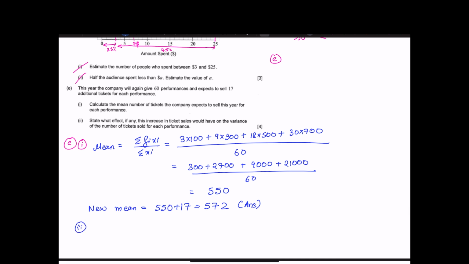Second one, state what effect, if any, this increase in ticket sales will have on the variance of the number of tickets sold for each performance. So when you're adding something to a data set, like 17 added to each of the data values, the variance will not have any effect. So the standard deviation or variance will remain unchanged.